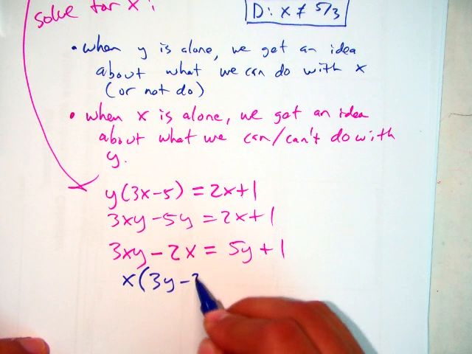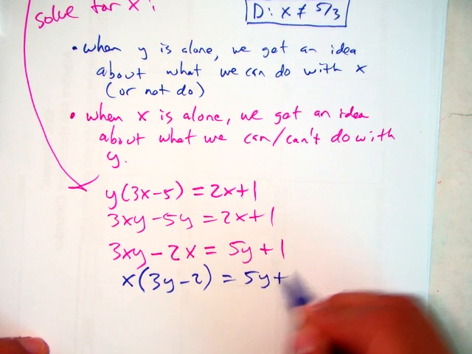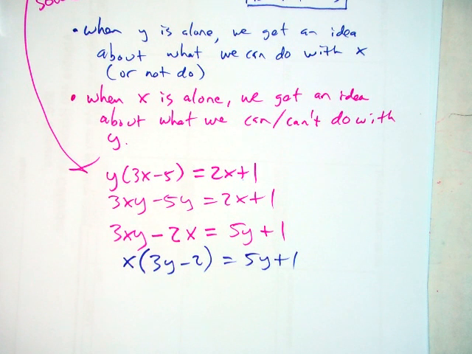3y minus 2. I know you're smart. You just talk too much. You can't argue with that.